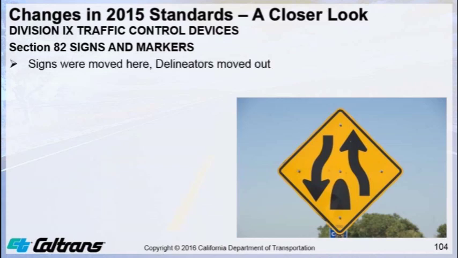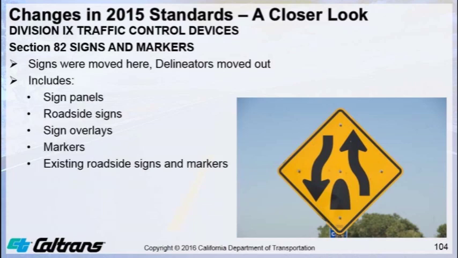For the 2015 Section 82, signs and markers and delineators were moved out, and all those specifications that deal with signs were moved in. This section includes, like I said, sign panel, roadside signs, sign overlays, markers, and existing roadside signs and markers and how you handle those.